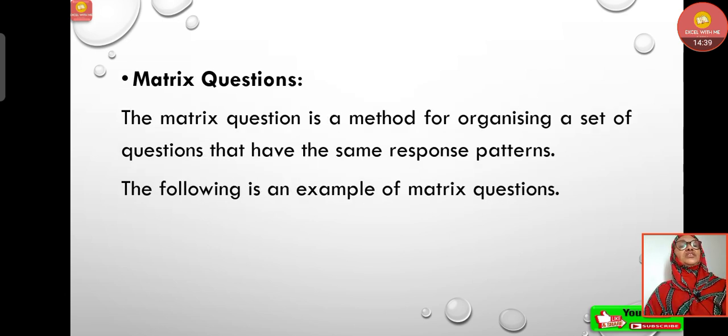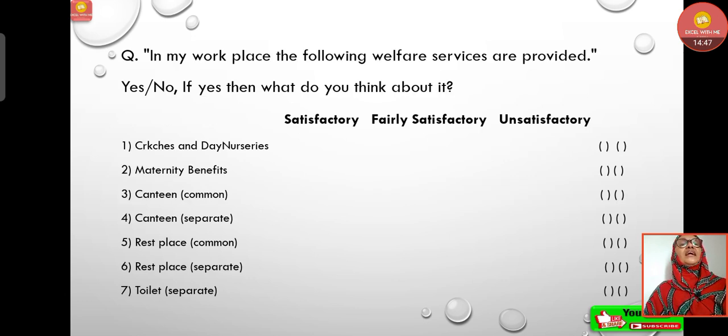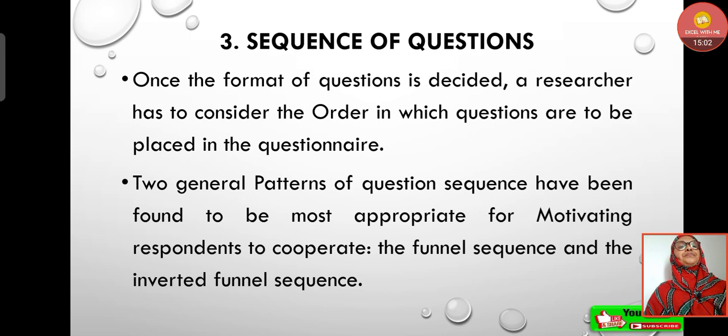Then matrix questions. The matrix question is a method for organizing a set of questions that have the same response patterns. The following is an example here. In my workplace, the following welfare services are provided. Say yes or no. If yes, then what do you think about it? Maybe satisfactory, fairly satisfactory, unsatisfactory. Here they can give their answer.